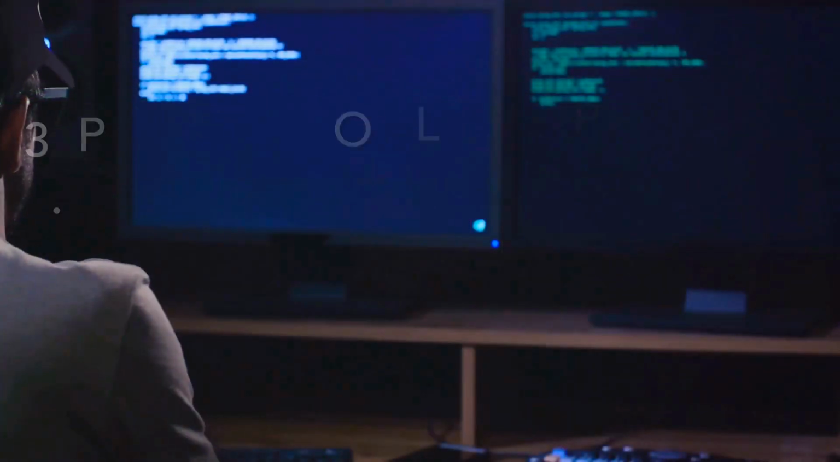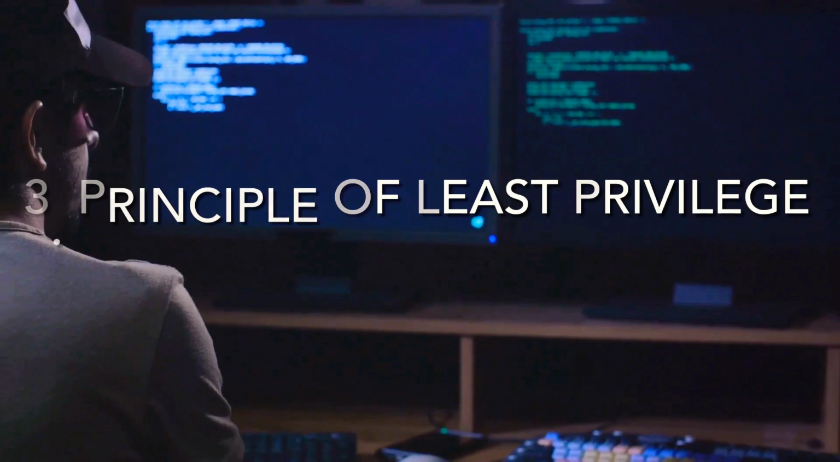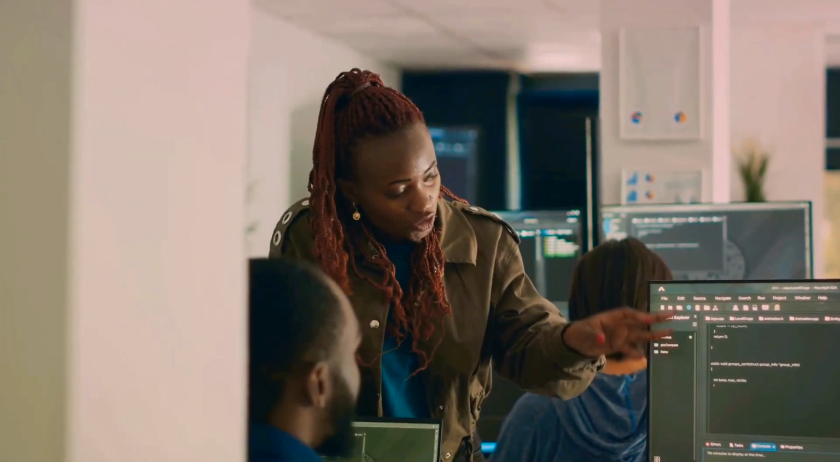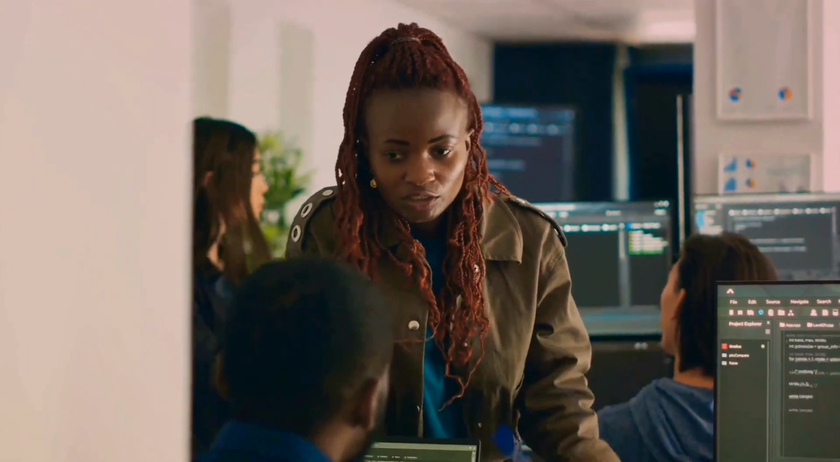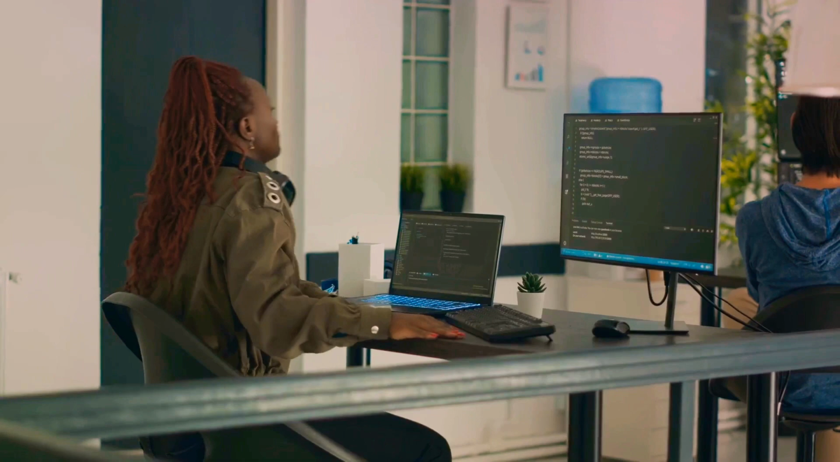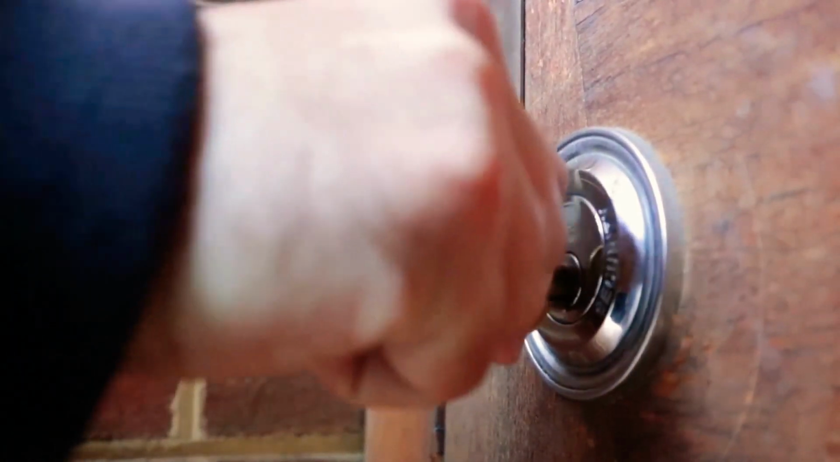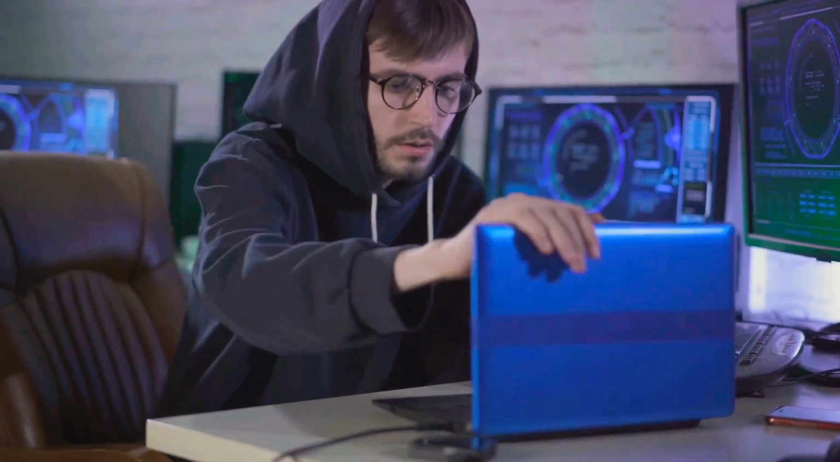Principle of least privilege. Grant the minimum required database permissions to application accounts. Avoid using highly privileged accounts like database administrators for regular application operations. This limits the potential damage if a SQL injection attack succeeds. Use stored procedures. Stored procedures can provide an additional layer of security by controlling the SQL statements that can be executed and limiting the types of queries that can be constructed.